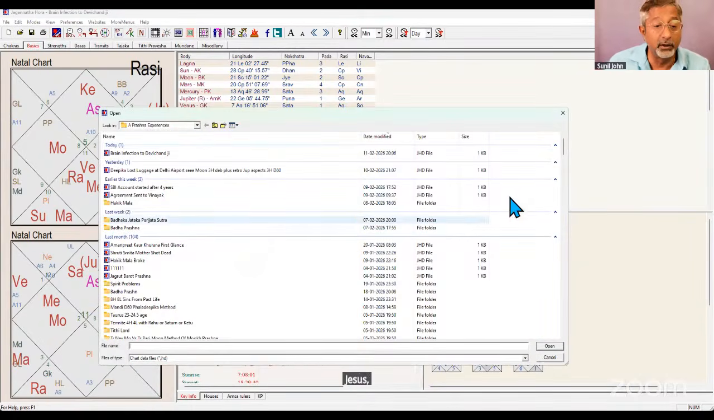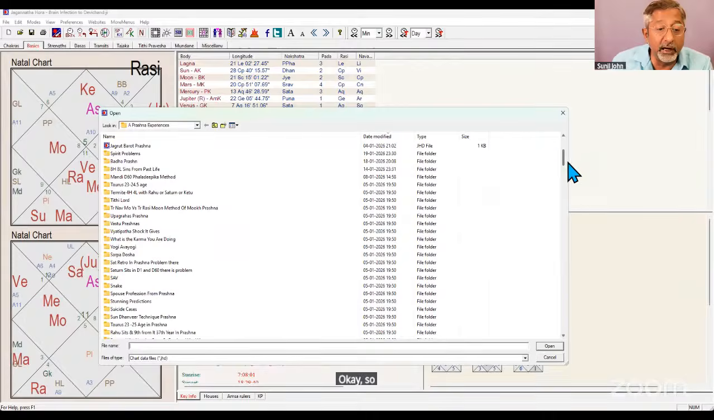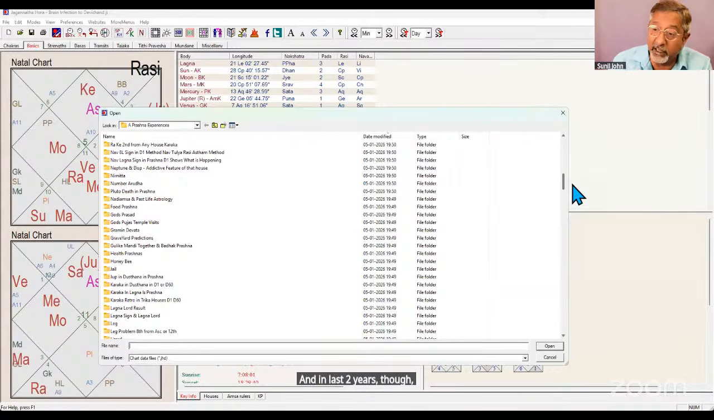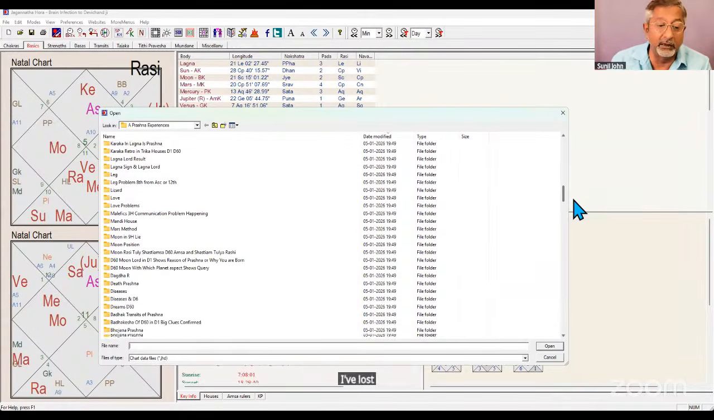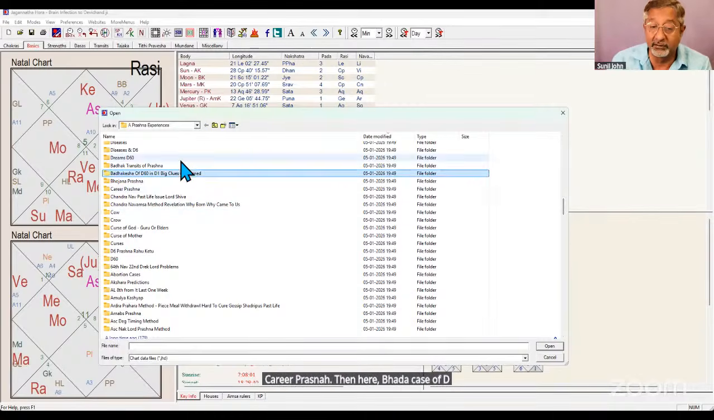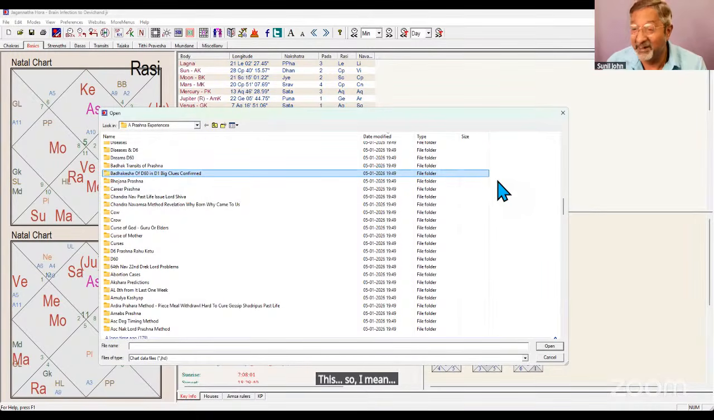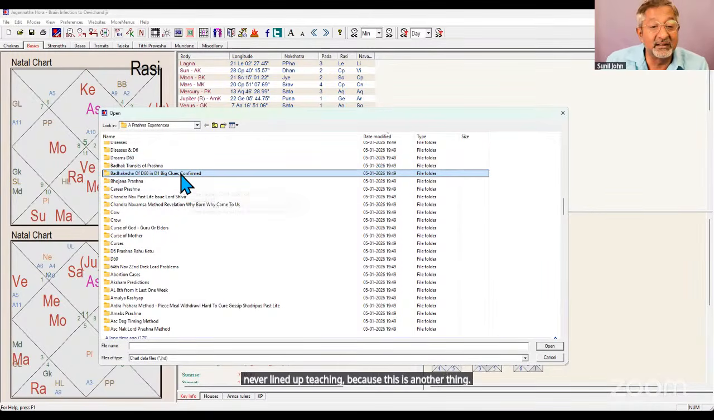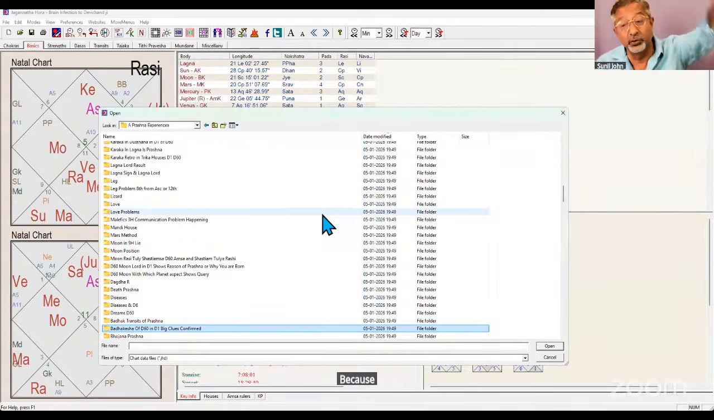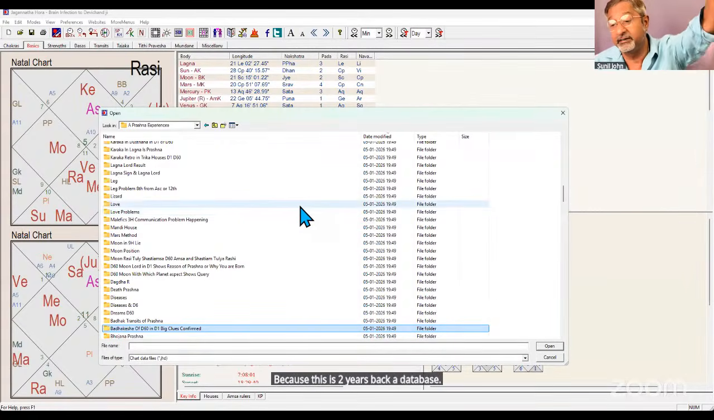See this Prashna folder. Okay. So I keep every kind of prashnas in different folders. And in the last 2 years, this had grown 5 times. I've lost that because my hard disk is gone. These are the kind of prashnas I have. Curses, curse of mother, cow, crow, career prashna. Then here, Badhakesh of D16, D1. So I will never land up teaching this because this is another thing. Now, hardly any files will be here, because this is a 2 years back database. Luckily, I had saved 2 years back Jagannath Vara.